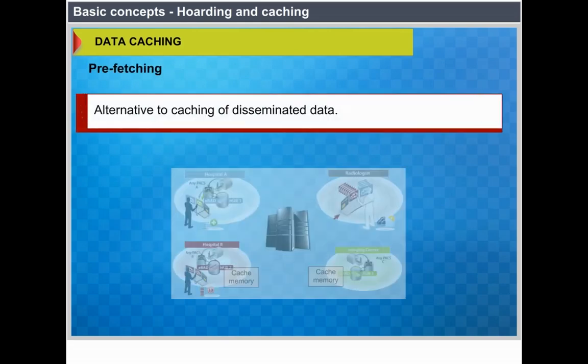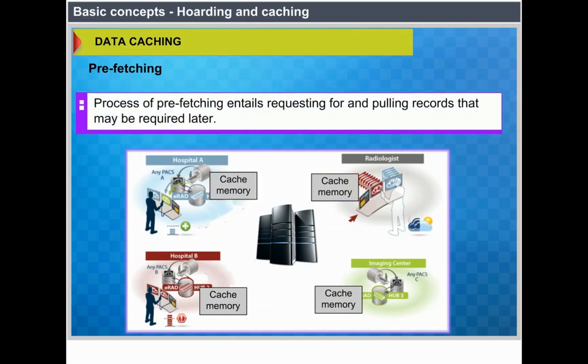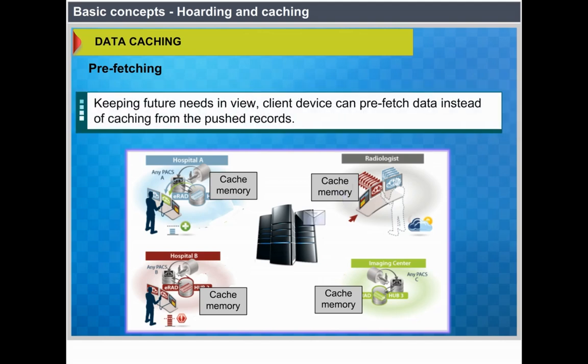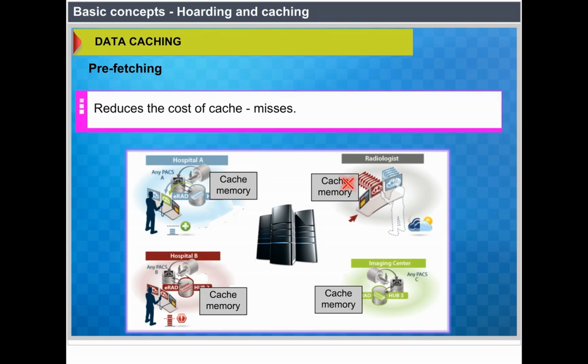Prefetching. An alternative to caching of disseminated data. The process of prefetching entails requesting and pulling records that may be required later. Keeping future needs in view, the client device can prefetch data instead of caching from the pushed records. This reduces server load and reduces the cost of cache misses.